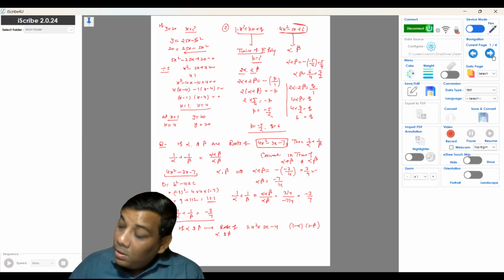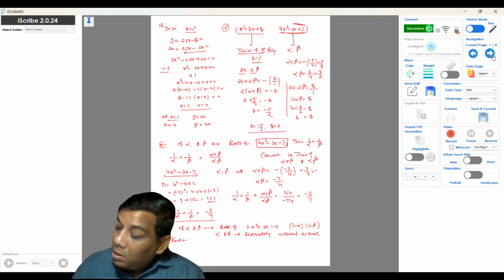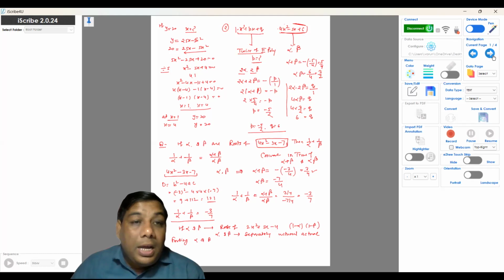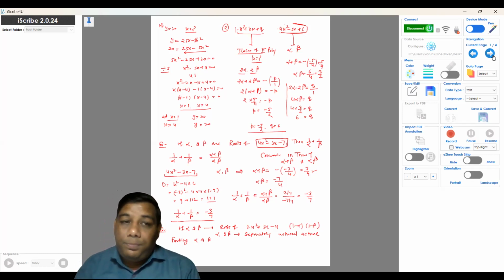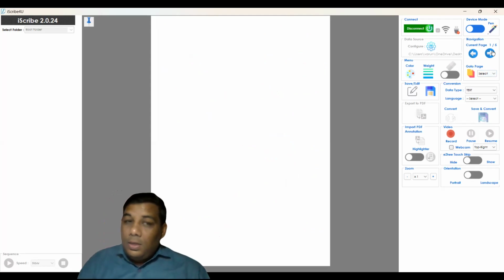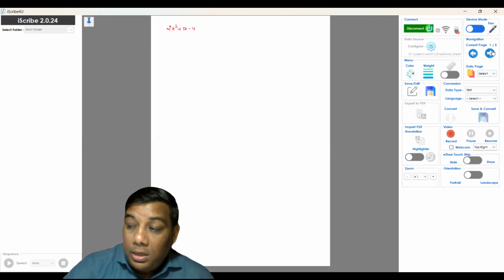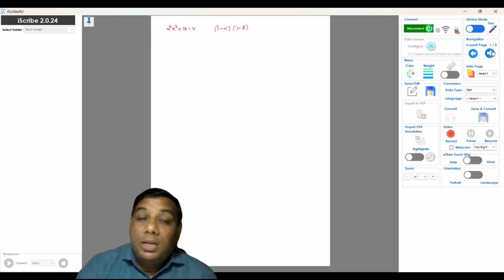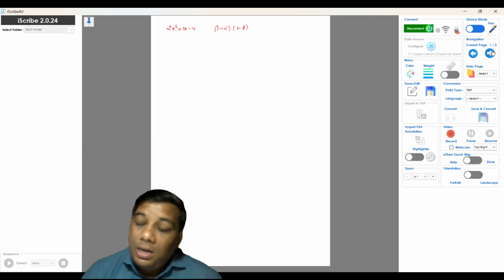But alpha and beta need not be solved separately, or found actually. Means without finding alpha and beta, what will be the value of 1 minus alpha into 1 minus beta. Now the polynomial is 2x square plus 5x minus 4, and we have to evaluate 1 minus alpha into 1 minus beta, and we can't evaluate the value of alpha and beta separately.